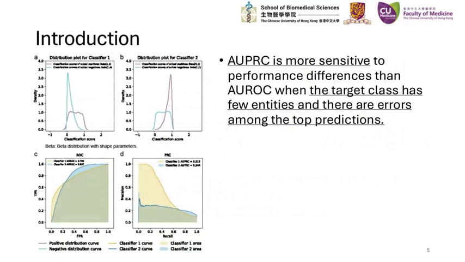Why is AUPRC more sensitive than AUROC with imbalanced data? This illustration shows two classifiers with scores simulated using beta distributions. Classifier 1 ranks more true positives at the top but has a slightly lower AUROC than classifier 2, despite having a much higher AUPRC. The clear difference between them is captured by AUPRC, not AUROC.